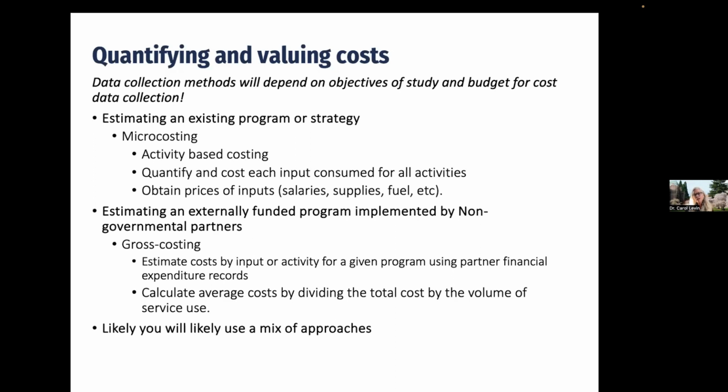If you're actually working with a program that's been funded by NIH and it's coming through your own organization, or it's funded by an NGO, which is often the case, certainly in global health, you might be able to use what's called gross costing. You might be able to use the financial expenditure records from the project, and you can use those data to get total and average costs. In reality, we use a mix of methods.